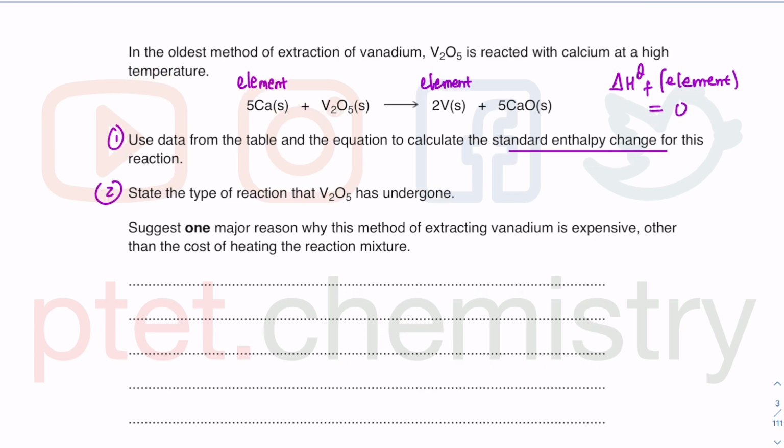Number 2, state the type of reaction that it has undergone. And number 3, suggest one major reason. So let's do this question part by part, but whatever you do, make sure you do number them so that you do answer each and every part of the question.